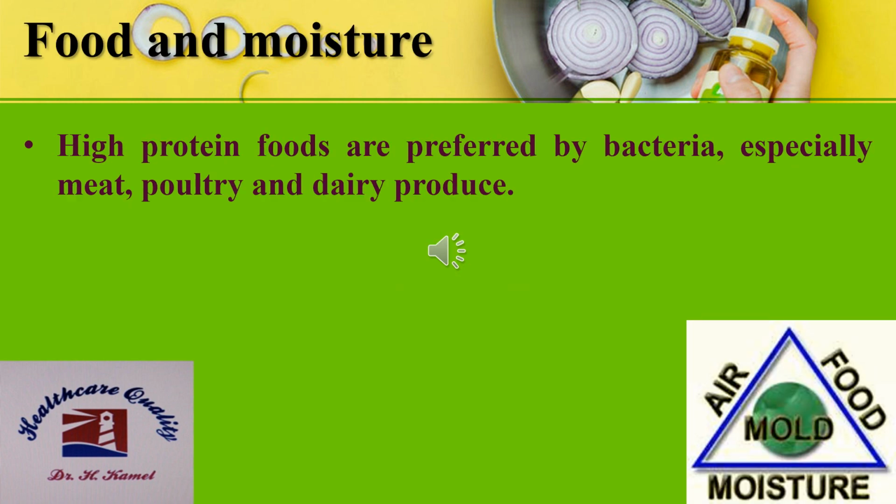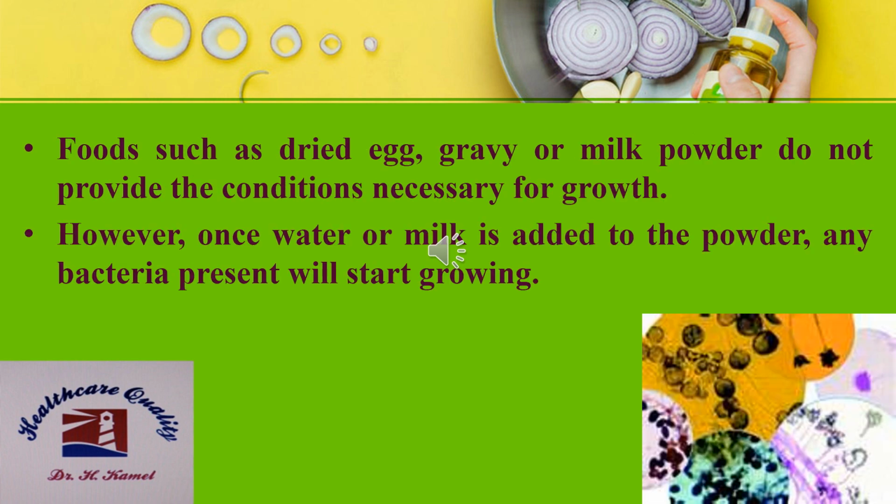Food and moisture. High protein foods are preferred by bacteria, especially meat, poultry, and dairy produce. Foods such as dried egg, gravy, or milk powder do not provide the conditions necessary for growth of bacteria. However, once water or milk is added to the powder, any bacteria present will start growing.